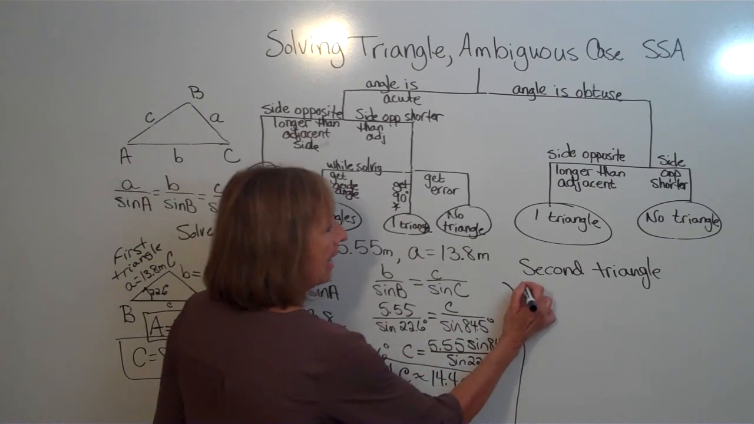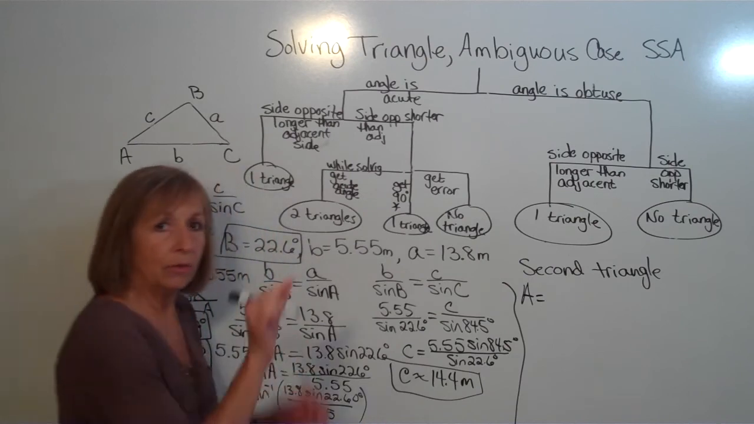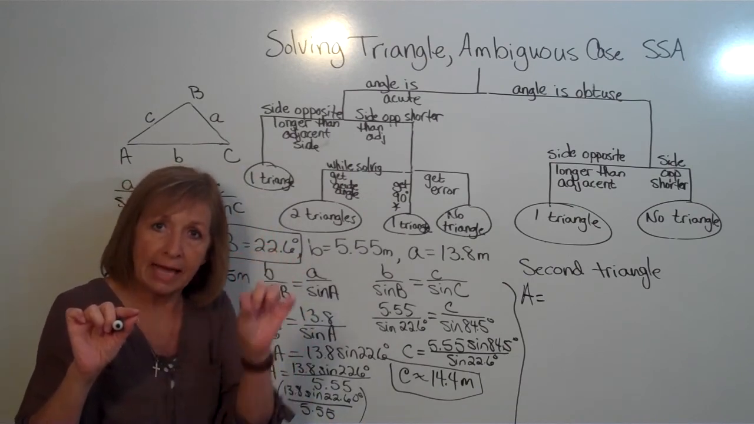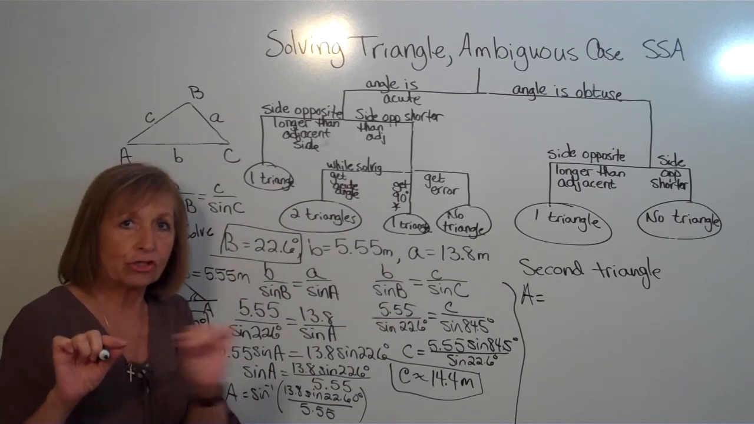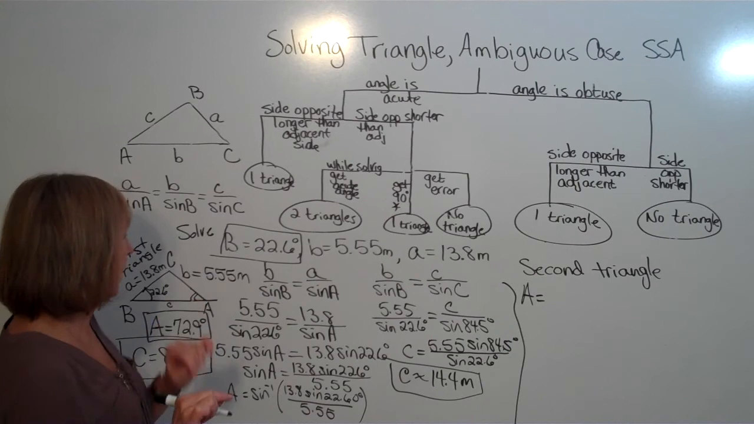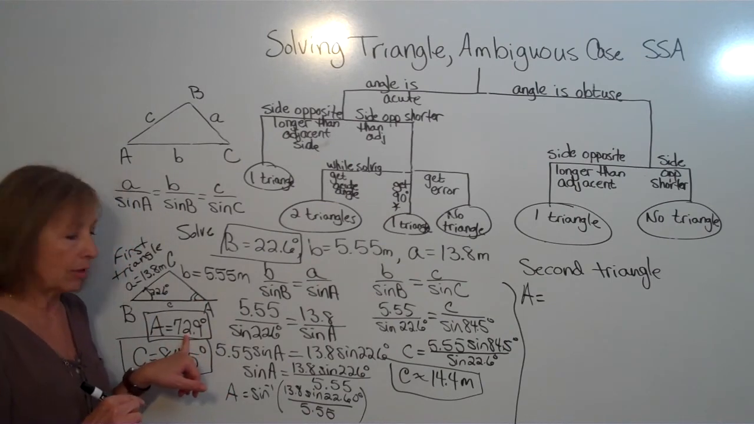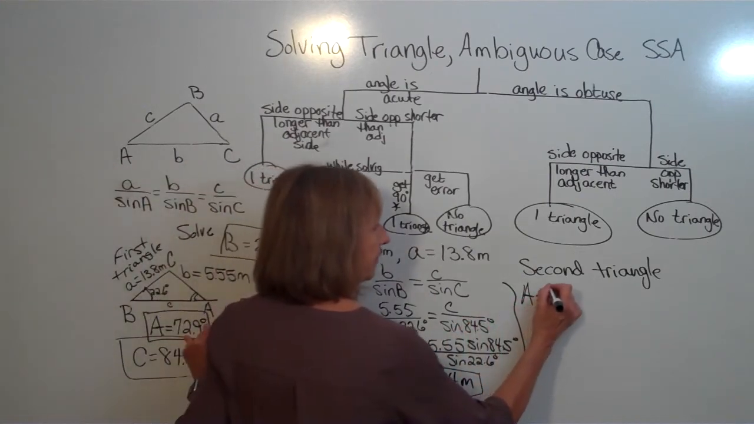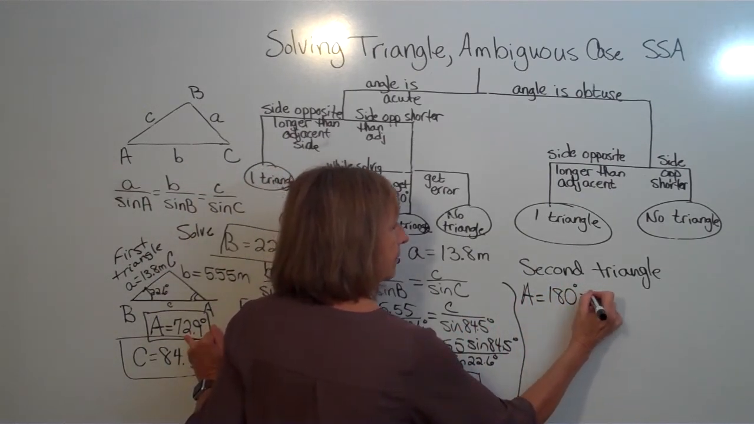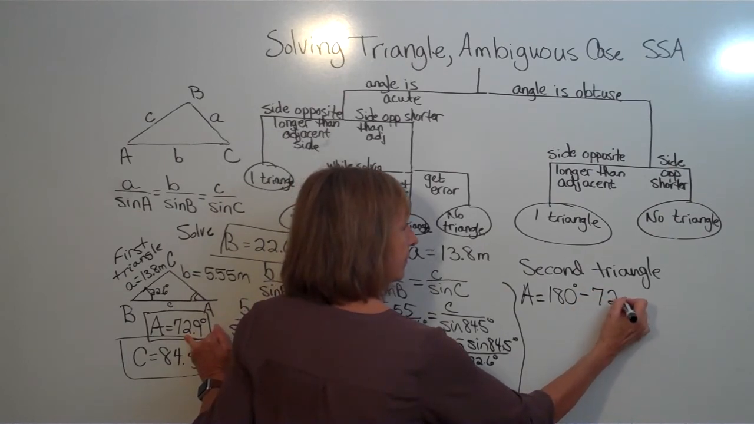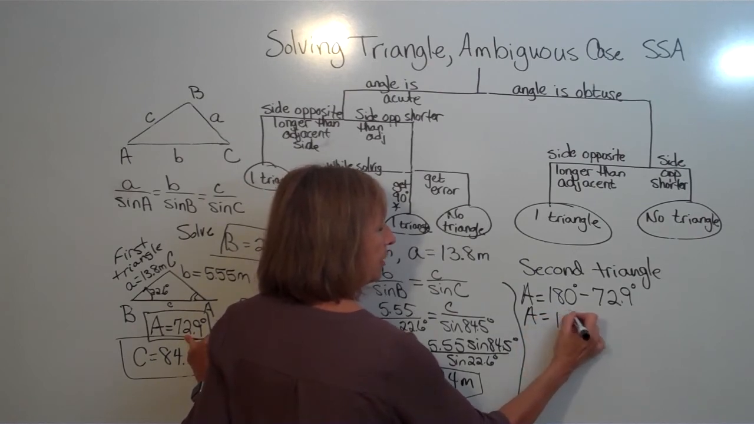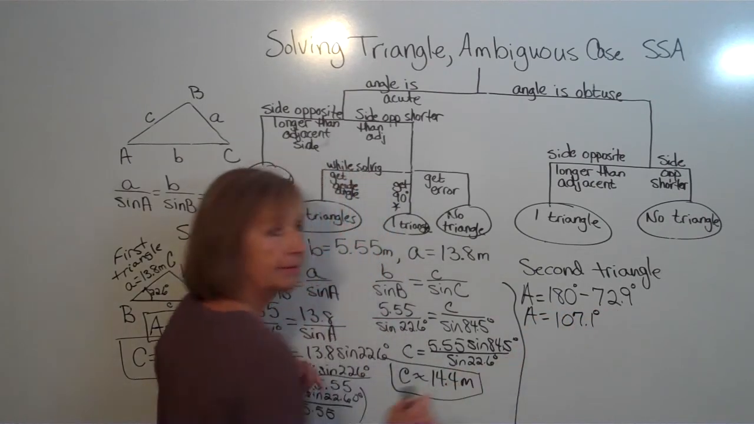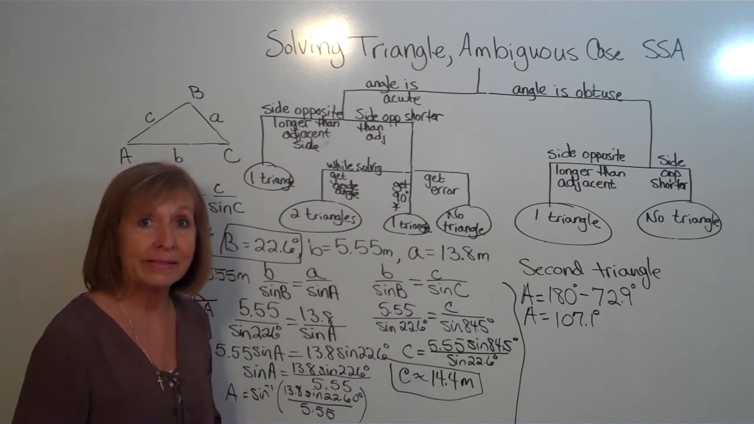So angle A for the second triangle, we took that side and we swung it to make the other triangle. So angle A is that straight angle minus the acute angle we got in the first triangle. So it's going to be 180 degrees minus the 72.9 degrees. So our angle A here is going to be 107.1 degrees.